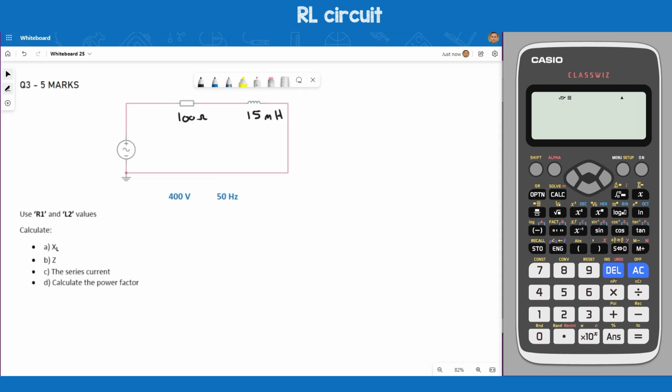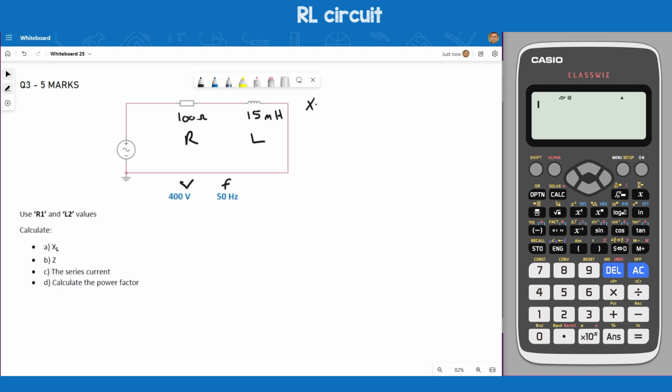The next question is a 5-mark question. It is a resistor inductor or RL circuit, a series RL circuit. Voltage supply is 400 volts and the frequency is 50 Hertz. We've got a 100 ohm resistor and a 15 millihenry or 15 times 10 to the minus 3 Henry inductor. We're asked to find XL, the impedance, the series current and the power factor.